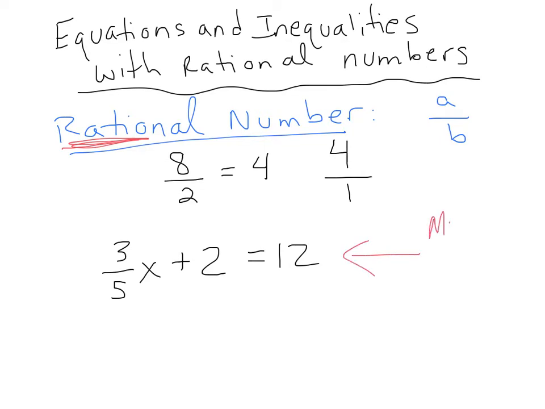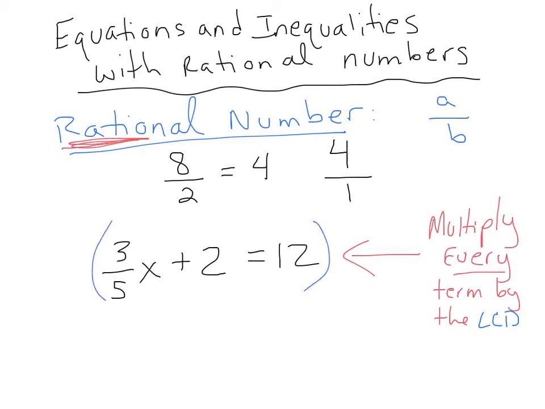can multiply every term by the LCD, the least common denominator present in the equation. Well, there's only one denominator present in this equation. So if you took this equation and multiplied everything by 5, the least common denominator, you'd be able to get an equation without any fractions. And everybody loves that because they're easier to solve.